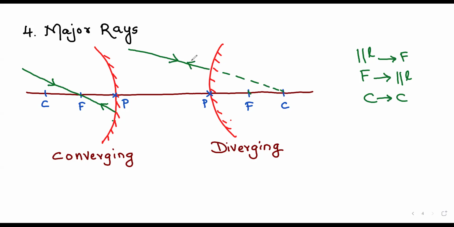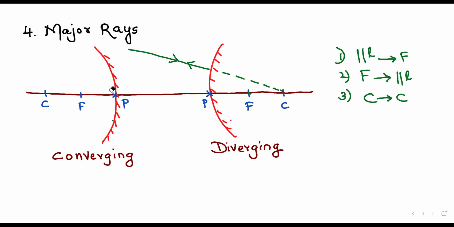Always remember, children, after a convex mirror, don't draw a straight line, because the focus is virtual, and the center of curvature is also virtual. So 3 rays are over now: parallel, focus; focus, parallel; and through C, through C.